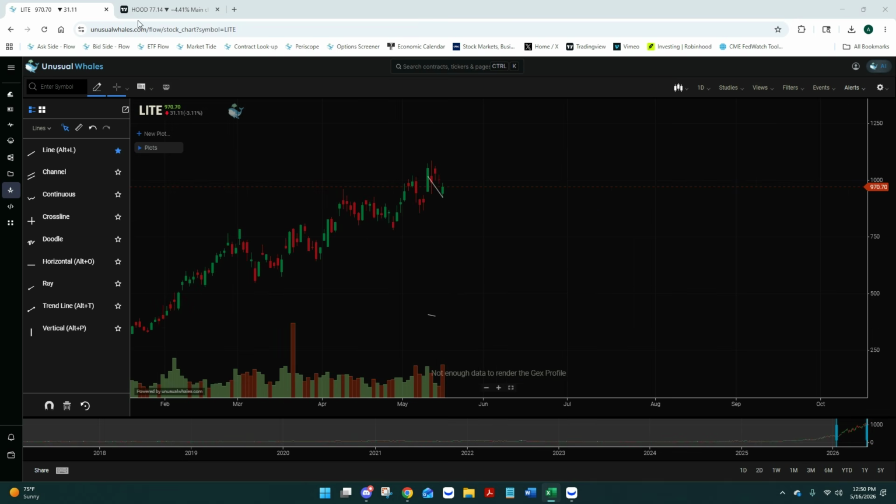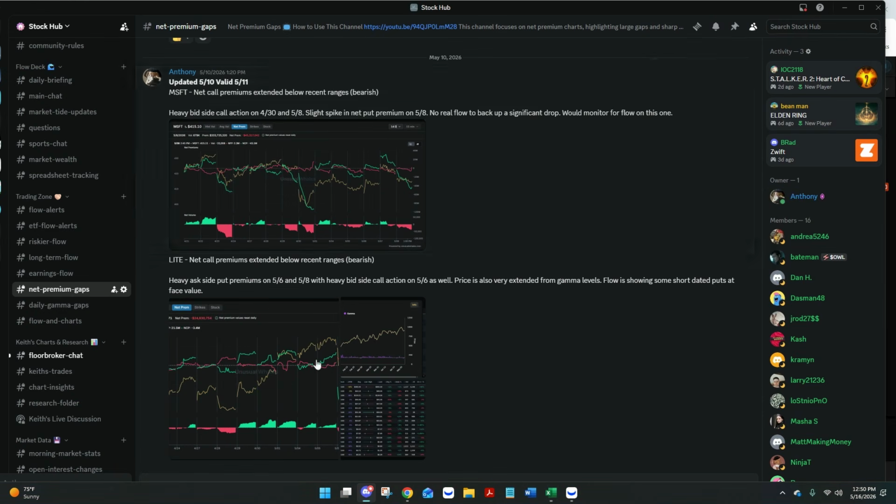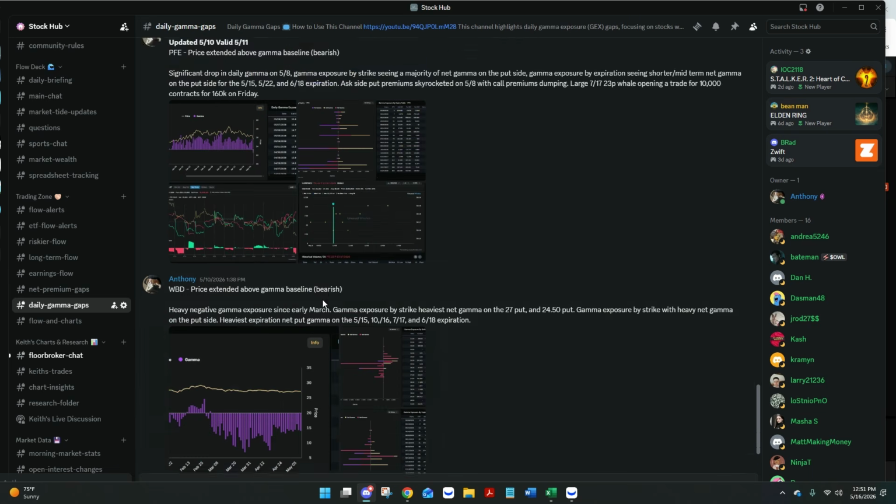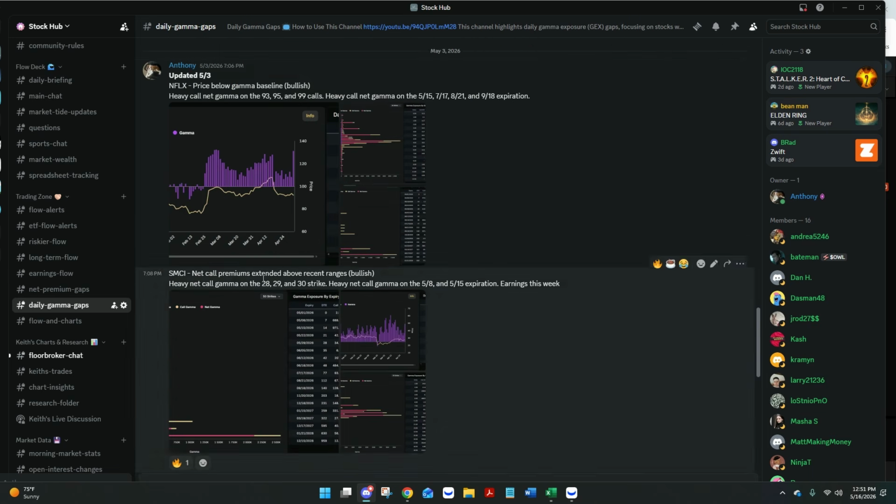Now, let's look at the gamma gaps here. We got a couple more of those. This will be updated again this week, and I wanted to get the video before the updates. So if you're just watching the video, you can feel free to join us in here, and you will have access to all this data. So daily gamma gaps. Let's go to Netflix here.